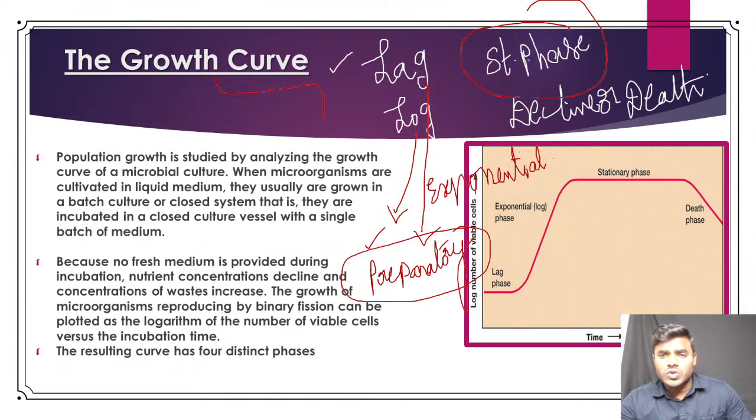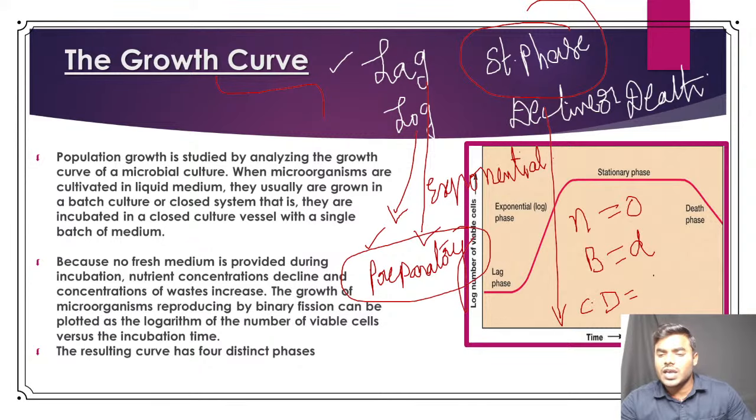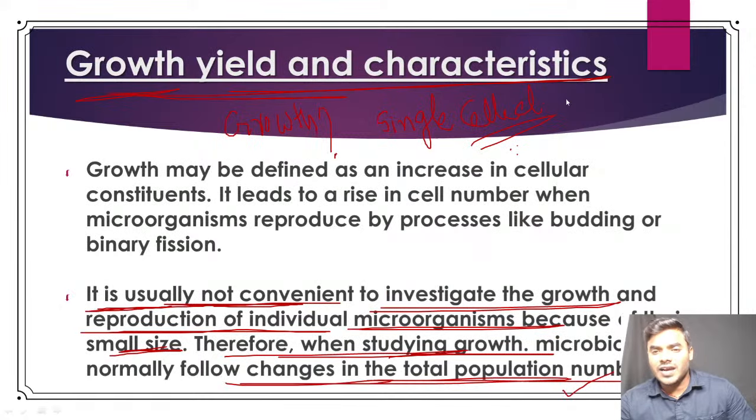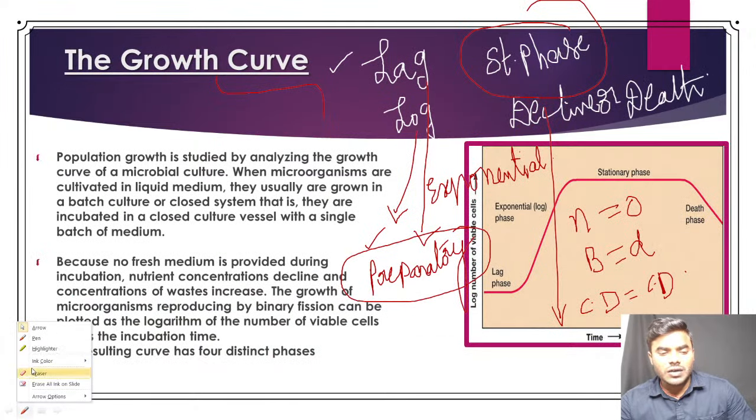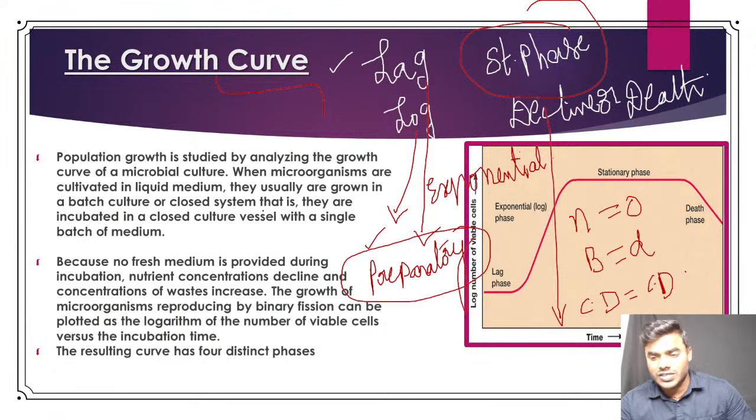Now, when I use the word stationary phase, I want you to remember always n equal to 0. In other words, I can say that birth equals death. In other words, I can use the words cell division equals cell death. Any way I can define it. Most of the students will say that in stationary phase growth never occurs. That is a wrong statement. And some students will think that in stationary phase death is also more.